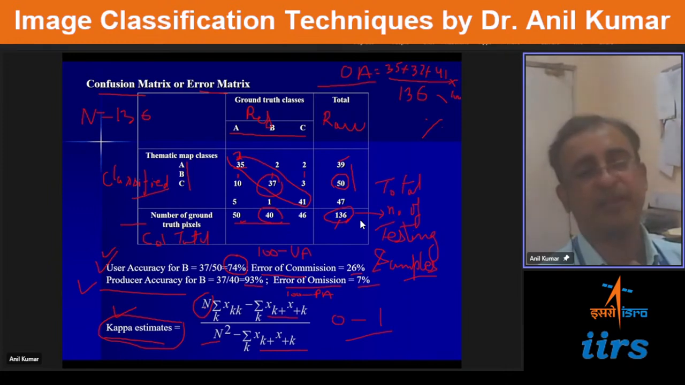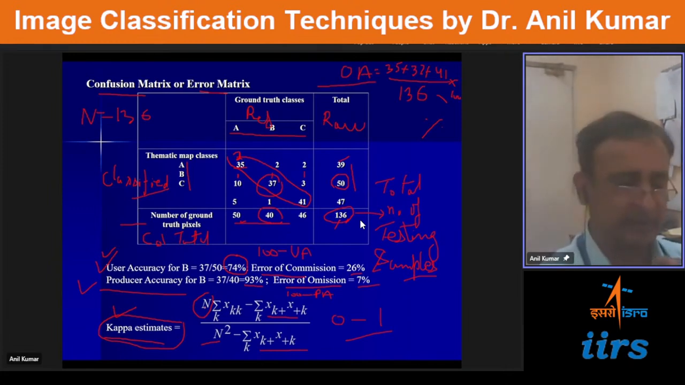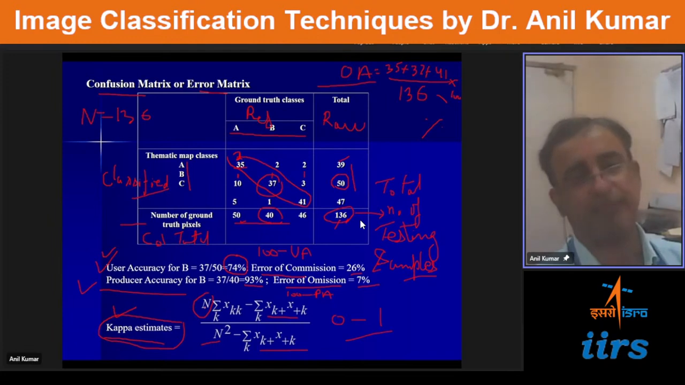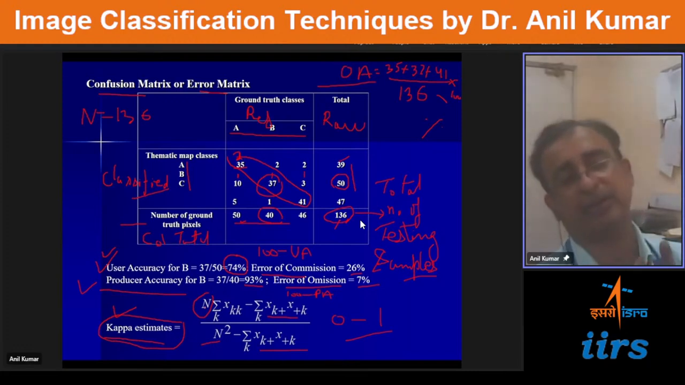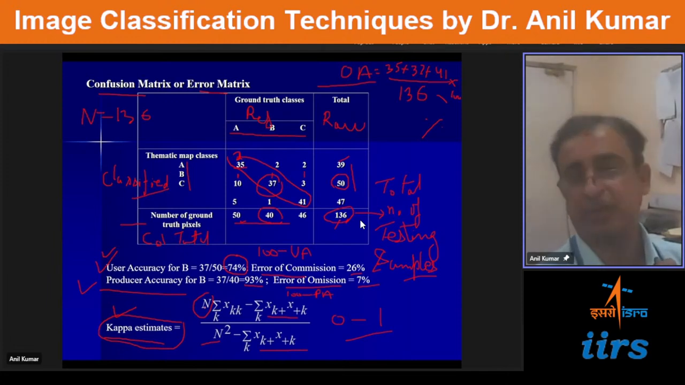And then we can generate 4 parameters, that is user accuracy. User accuracy means how correctly the testing sample is on the classified map. Second is producer accuracy, how correctly the testing sample is on the reference map, and we can get the user accuracy and producer accuracy for all the classes. Then overall accuracy of the full thematic map and the kappa coefficient. Overall accuracy and user and producer accuracy are in percentage. Kappa coefficient is a 0 to 1 value in the range. And we can also get the error of commission, that is error in the user accuracy, and error of omission, error in the producer accuracy. User and producer accuracy we can get for all the classes.